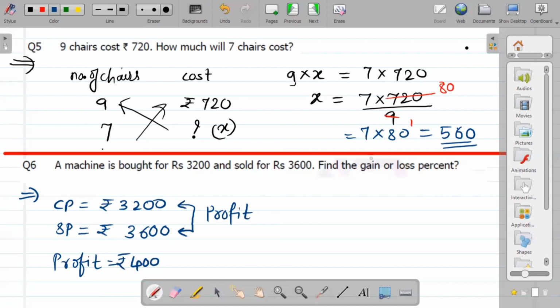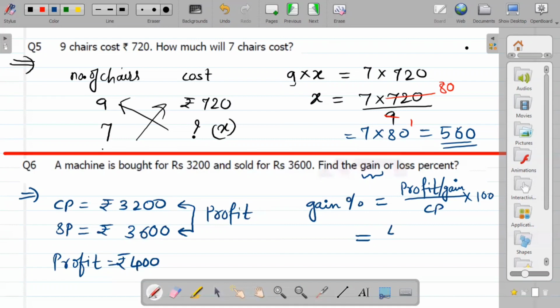Now find the gain or loss percent. Okay, gain is nothing but the profit only. So gain percent means profit percent we need to find. Either we can go by the logic, like we have solved one example in this video only, or you can go by the formula. The formula is profit or gain divided by CP multiplied by 100. We know that profit or loss is always calculated on the CP.